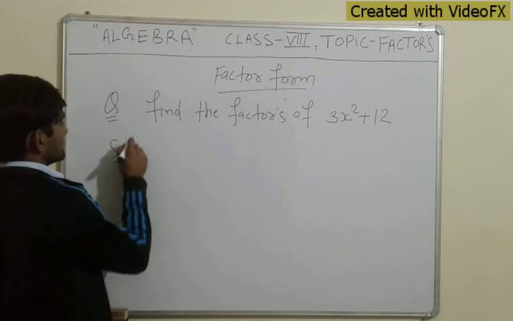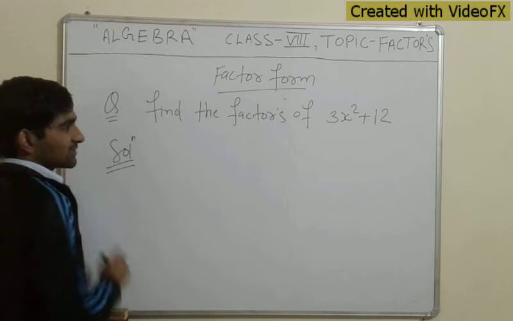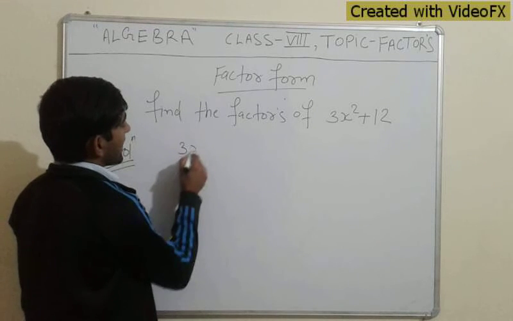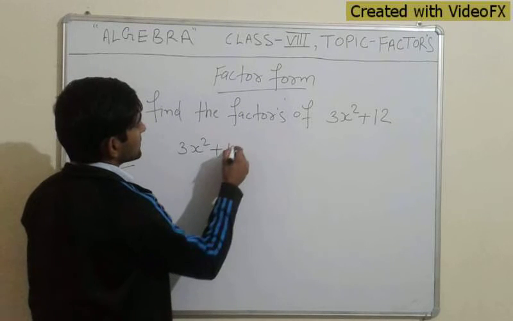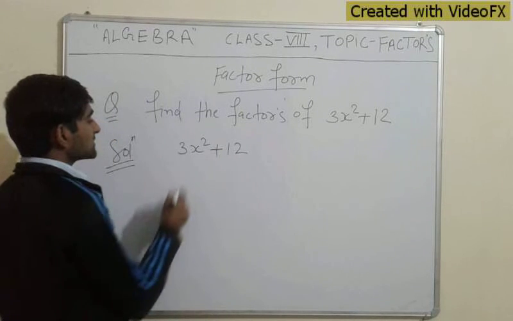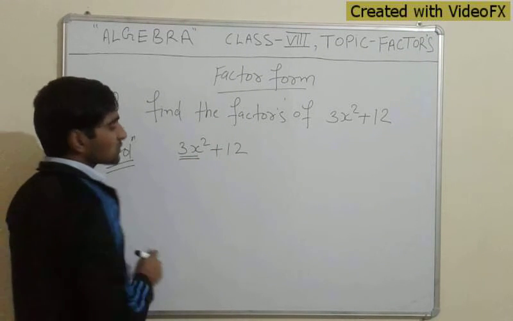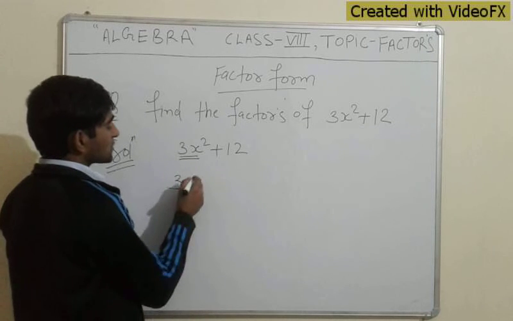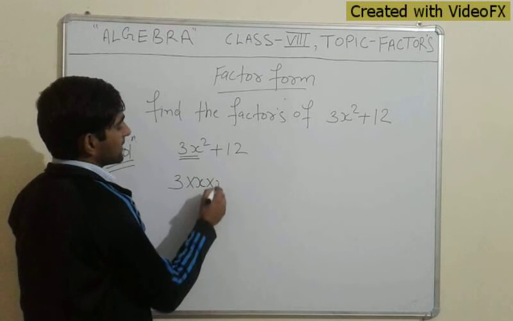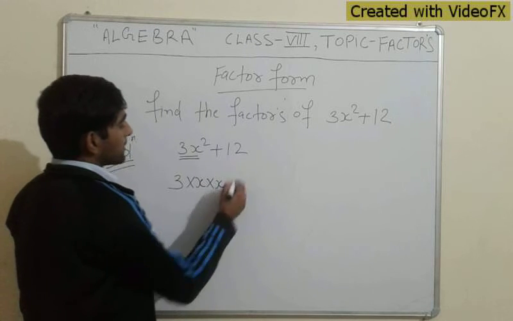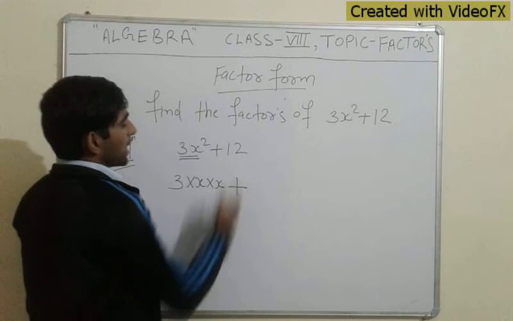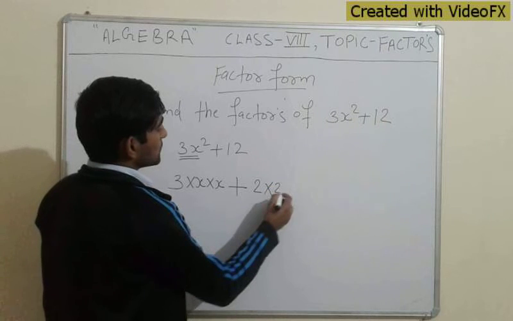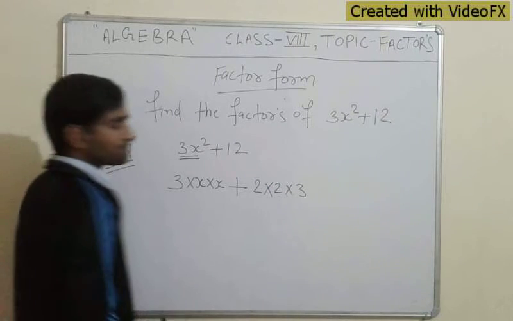Solution. See what is the procedure. In the procedure, 3x square plus 12. First write 3x square in factor form. This is 3, and x square is x multiply x. Then put plus here, and 12 in factor form is 2 multiply 2 multiply 3.